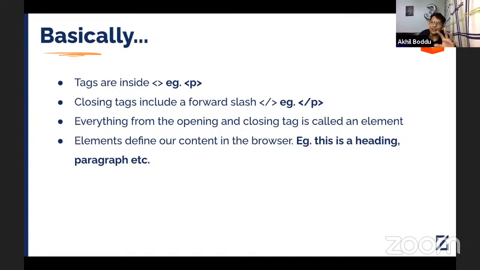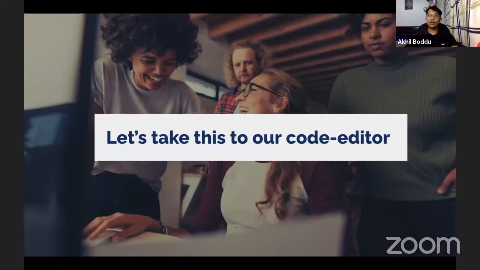I hope you understood how you would write the code, right? Tags are inside these angle brackets. Closing tags include this /, right? For example, P would be the opening tag, and then /P with the angle brackets would mean the closing tag, right? This will make a lot more sense as we dive into the practicalities. Everything from the opening tag to the closing tag is called an element, and elements define our content in the browser, right? So the browser will understand if we're trying to write a heading, a paragraph, and so on, okay? Awesome.